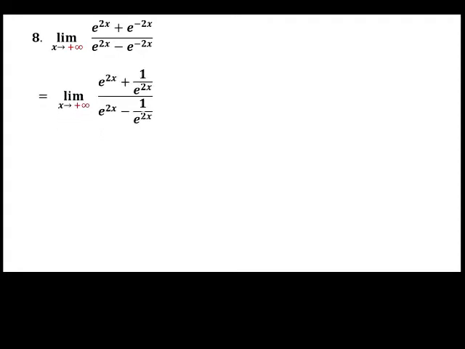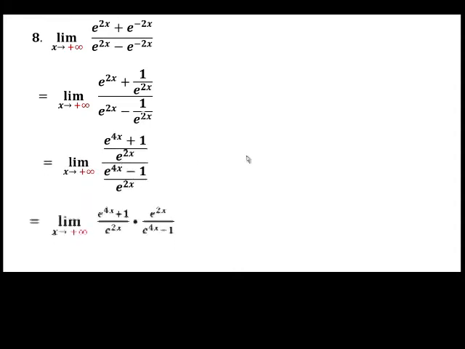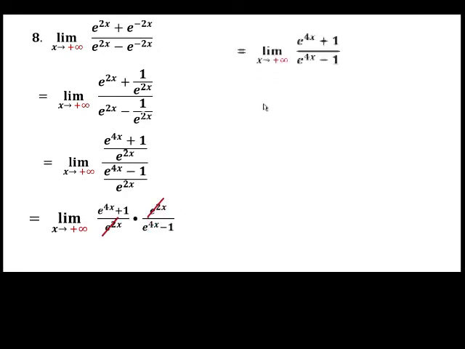Next, evaluate the limit of e to the 2x plus e to the negative 2x all over e to the 2x minus e to the negative 2x. First, we need to change negative exponent to positive exponent by getting its inverse, and in its numerator and denominator, express it as a single fraction, and perform the operation of complex fraction and cancel out common factor. So we have here an expression.